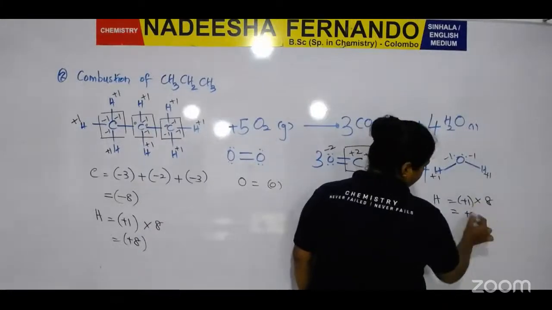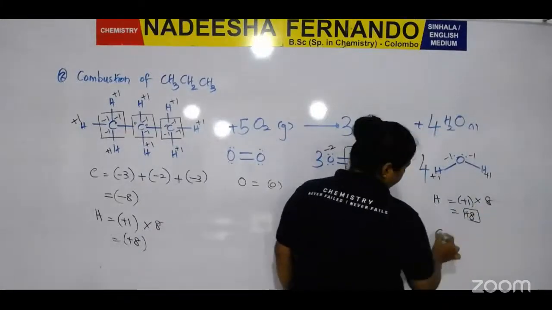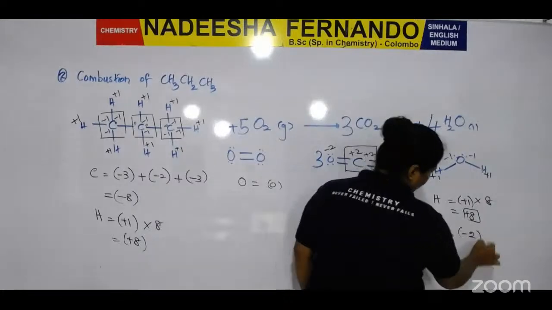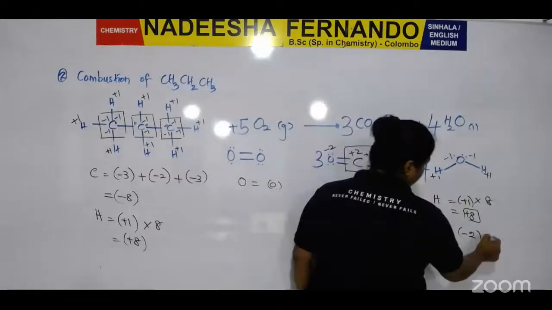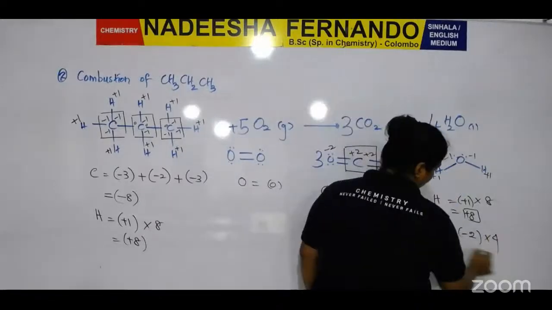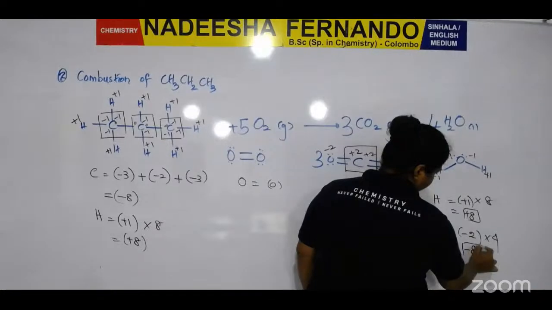So here plus 8, and oxygen minus 2. There are 4 water molecules, each water has 1 oxygen. Therefore, multiply this by 4, minus 8. Now you can take it simply.